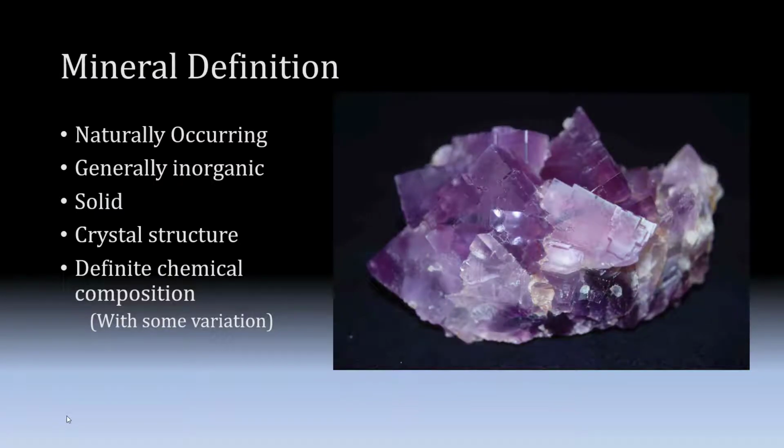The last thing is minerals have a very definite chemical composition with some variation. So in other words, minerals have chemical formulas. Halite is NaCl. Quartz is SiO2. Gypsum is CaSO4·2H2O, etc., etc. And so these minerals have chemical formulas.